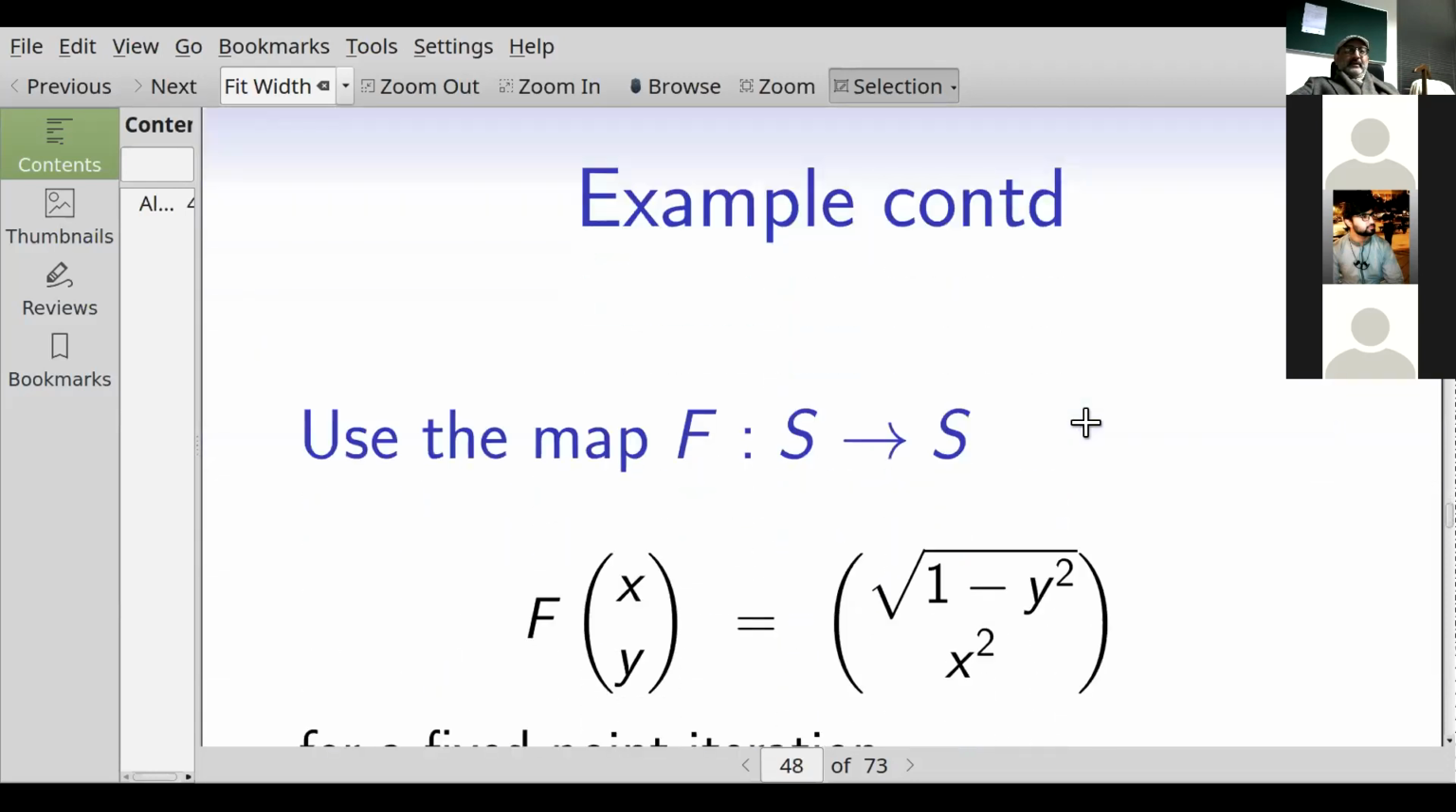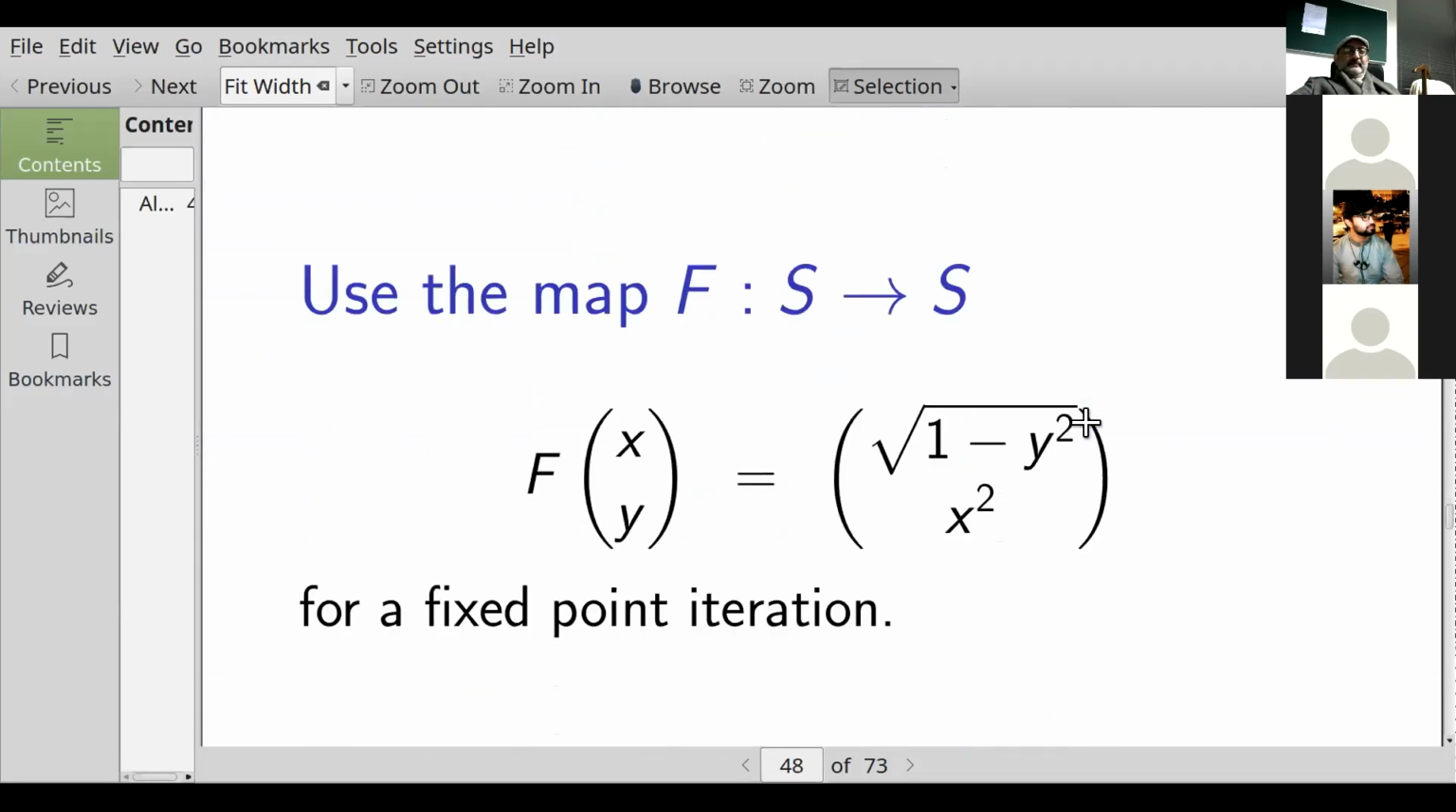Okay, and this is the map now. Take your x and y and replace them by new x and y. X is replaced by the square root of 1 minus y squared, and y is replaced by x squared, and that is my fixed point iteration. We repeat that over and over again.